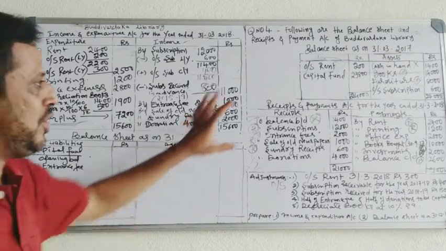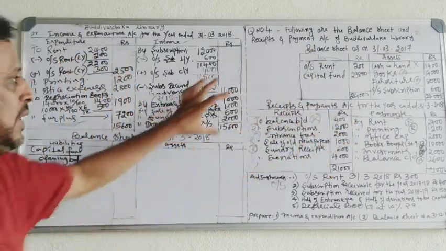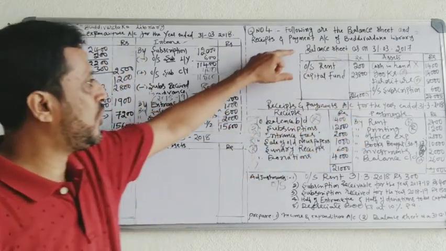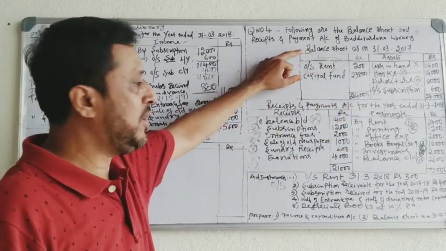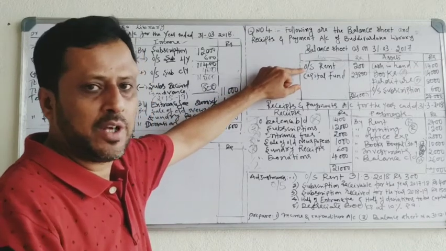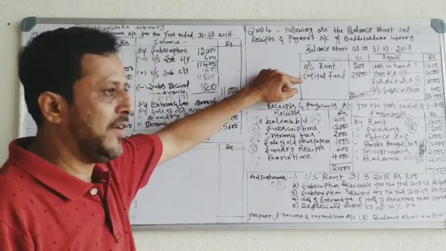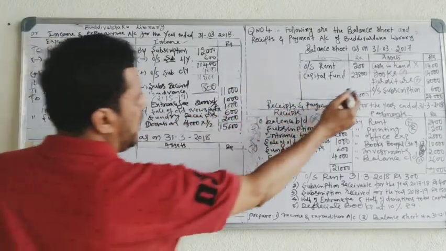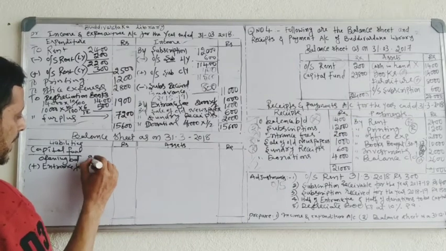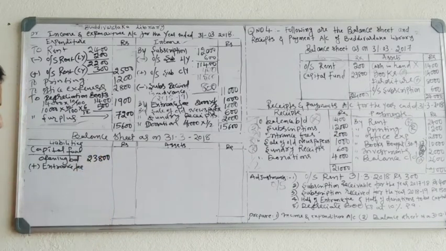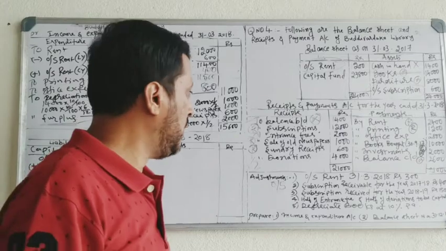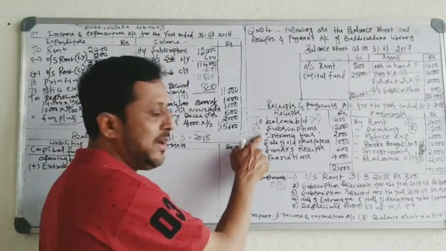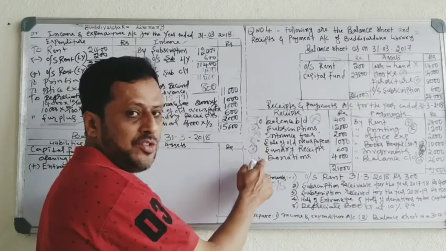For preparing the balance sheet, you have to take assets and liabilities from the last year balance sheet and the receipts and payments account. First, we will start with the last year balance sheet. The outstanding rent you have already taken and deducted. Capital fund, so record it on the liability side. Capital fund, opening balance. What is the opening balance? 23,800. Now you have to add capital receipts. There are 2 capital receipts. Half of the entrance fee is a capital receipt, half of the donation is a capital receipt.